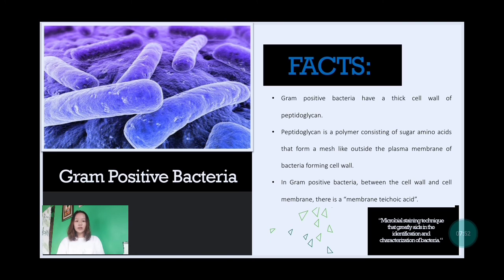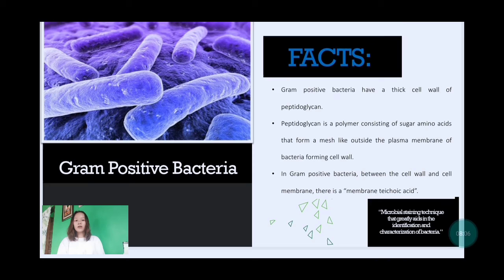In addition, Gram-positive bacteria are either purple or blue in color, while Gram-negative bacteria are either pink or red in color.